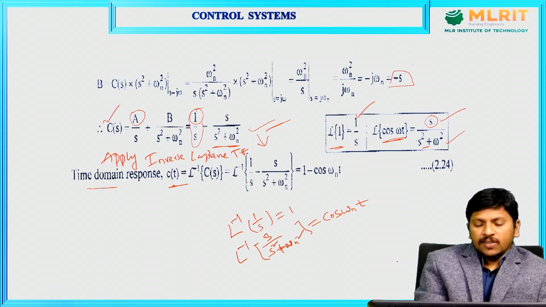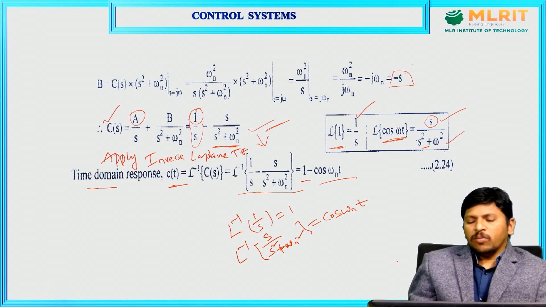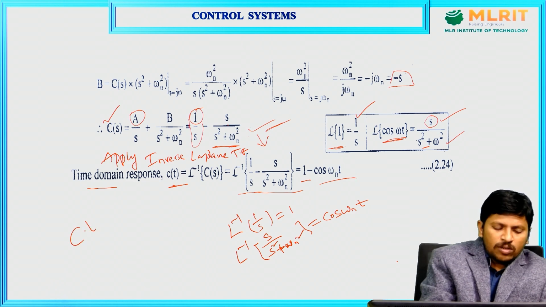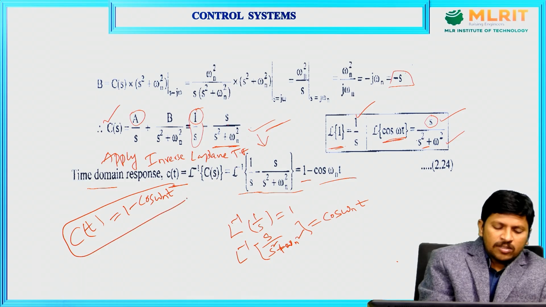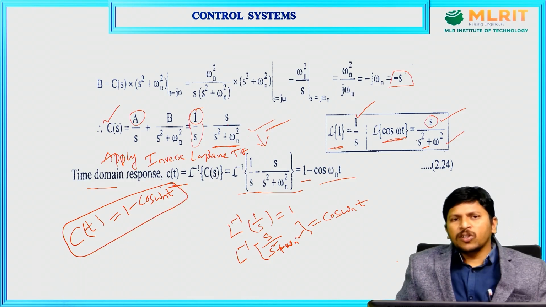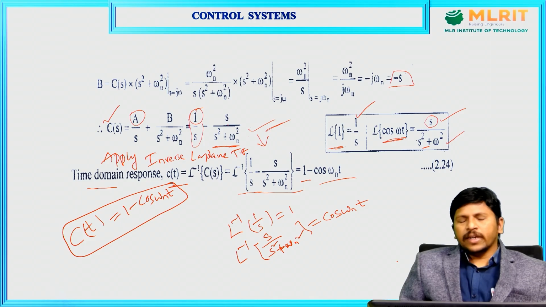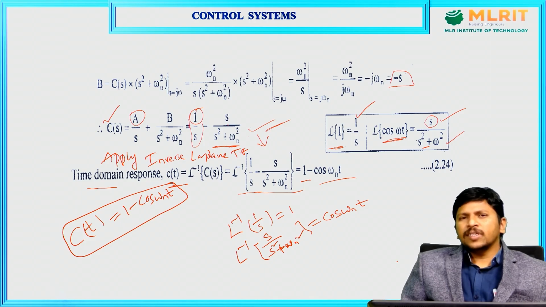C of t equals inverse Laplace of 1 by S minus S by S square plus omega n square. 1 by S is nothing but 1, and S by S square plus omega n square is nothing but cos omega n t. So the response of the undamped system for unit step input is 1 minus cos omega n t. This is the response of a second order undamped system. Undamped means the damping ratio equals 0, right?